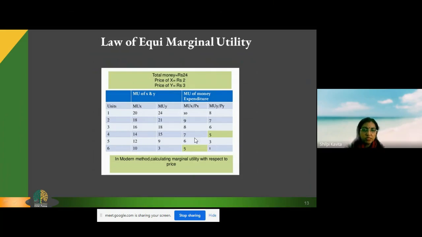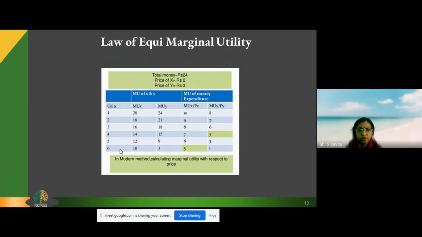Now, in this modern statement, we have to equate MUX upon PX is equal to MUY upon PY. So there are many instances when they are equal. You can see 8, 8, 9, 9, 7, 7, 6, 6, then 5, 5. If you calculate the way I have told you in the previous slide, the same way here also, you will come to the conclusion that when the consumer consumes 4 units of Y and 6 units of X, he will be in equilibrium, because his whole income of 24 rupees is being spent.